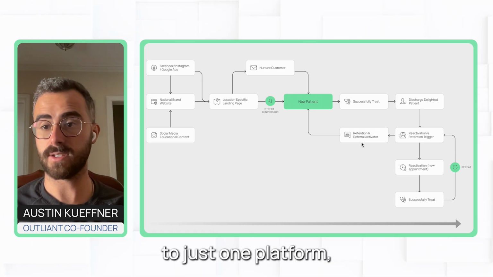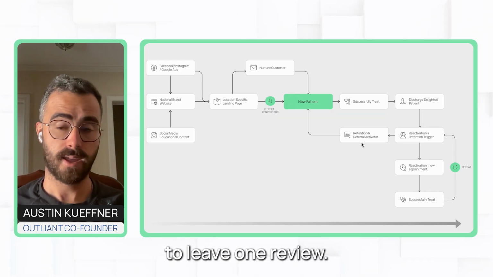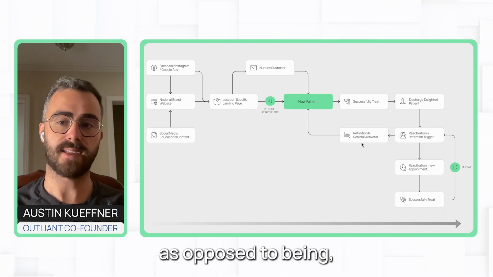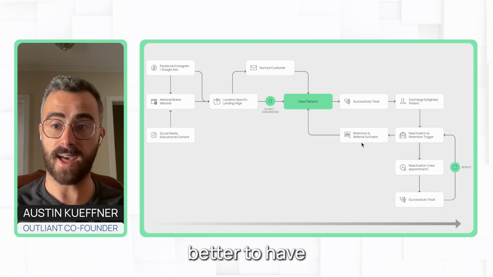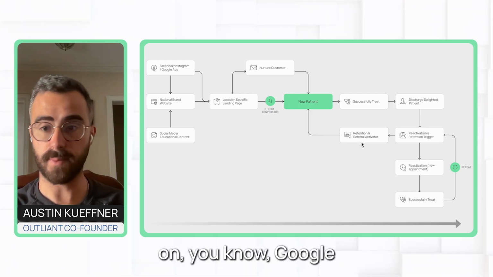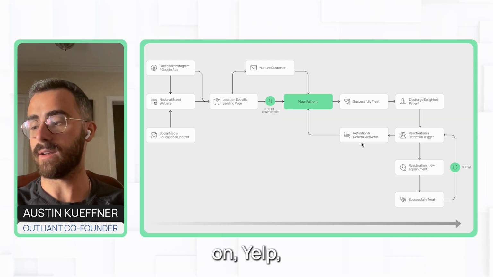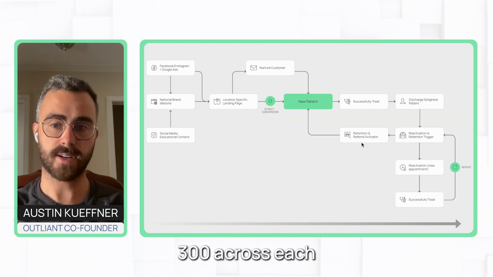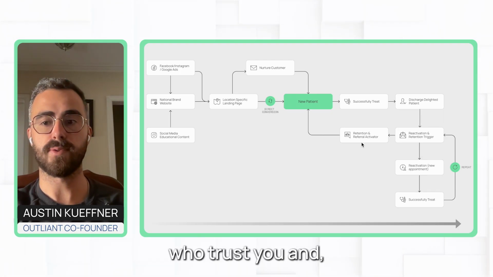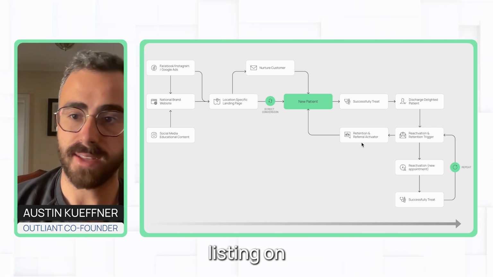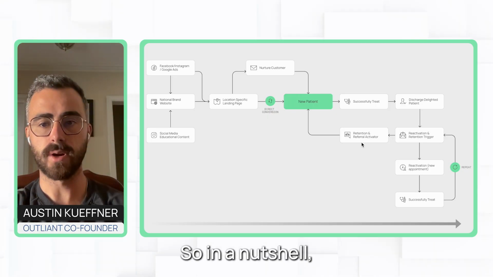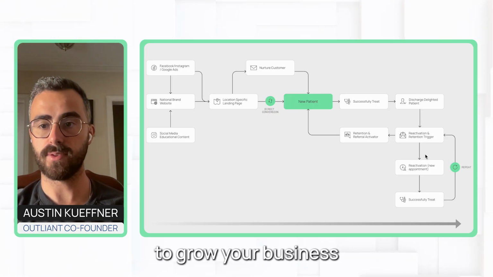But you should direct the patients to just one platform because they're probably only going to leave one review. And you want to be the best on a single review platform as opposed to being third best on three, right? So it's better to have 1,000 reviews on Healthgrades or 1,000 reviews on Google My Business or 1,000 5-star reviews on Yelp than just having 300 across each and not really sticking out, right? So if you're the best on one platform, you're just going to get a lot more people who trust you and reach out to you. The number one listing on any of these platforms is worth way more than the third listing on all three of these platforms.